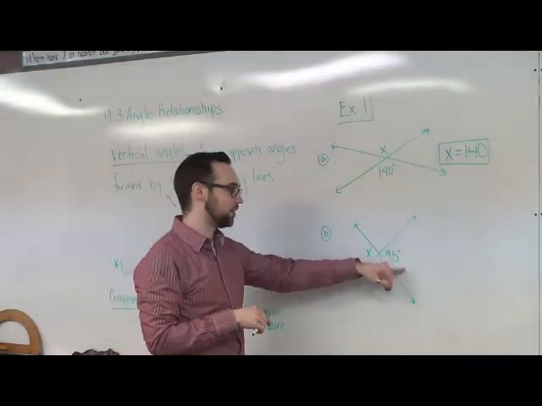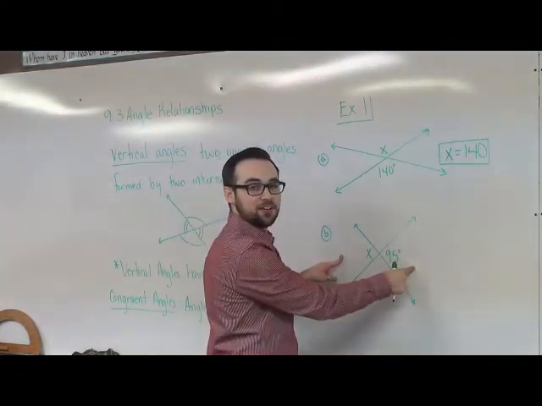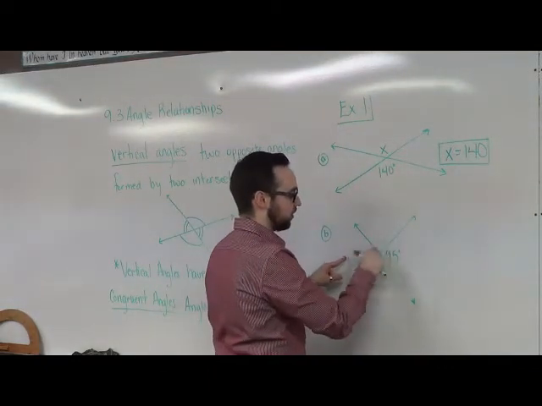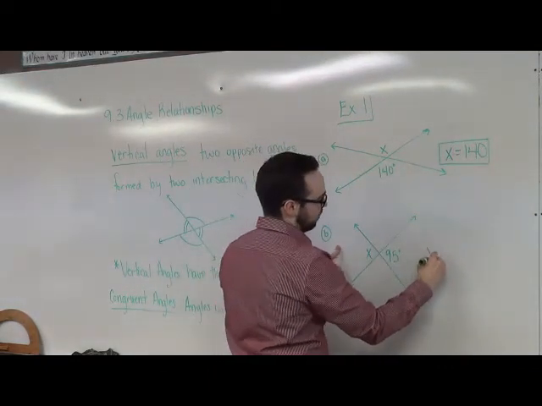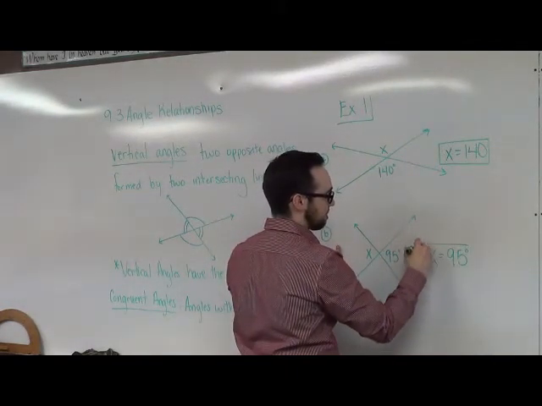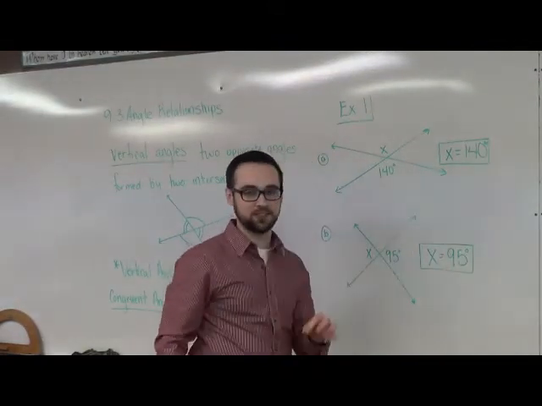Same thing down here. What happens here? Even though they're the ones going this direction, what do we know about X and 95? They're vertical angles. They form that X. And so we're looking here, what's the angle measurement? They're both going to be 95 degrees. So vertical angles are as simple as that.